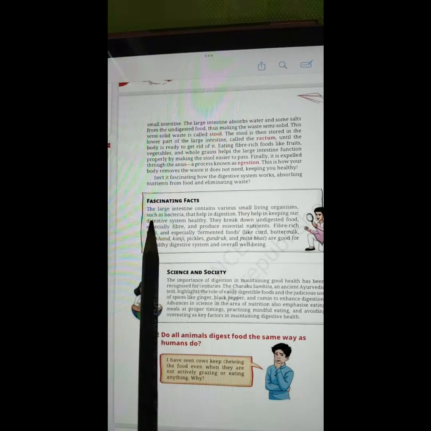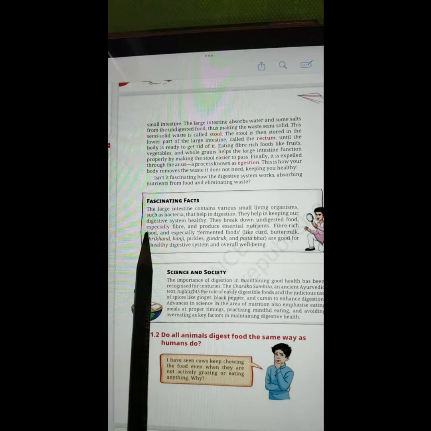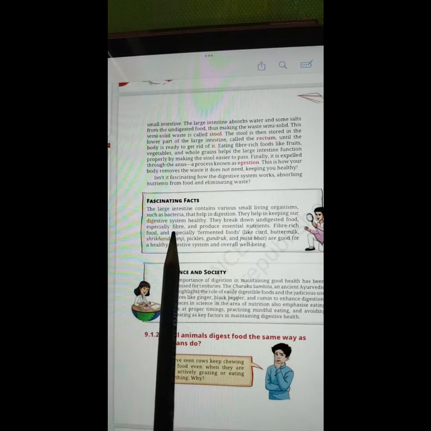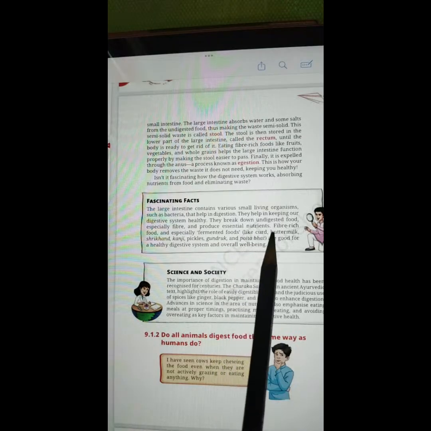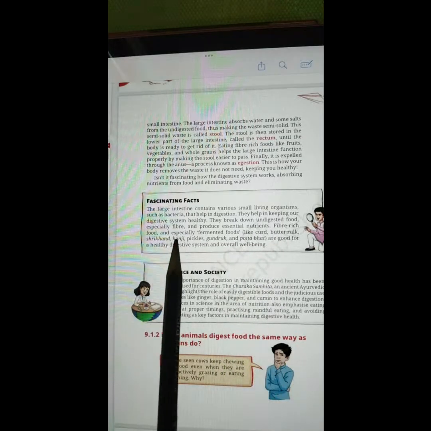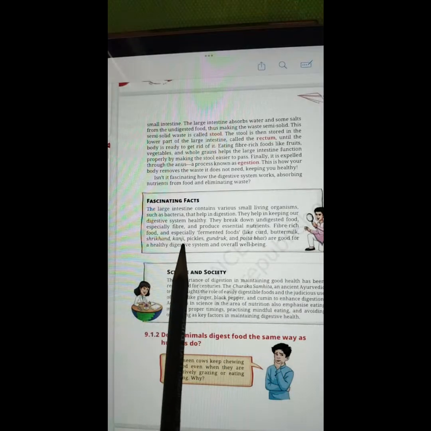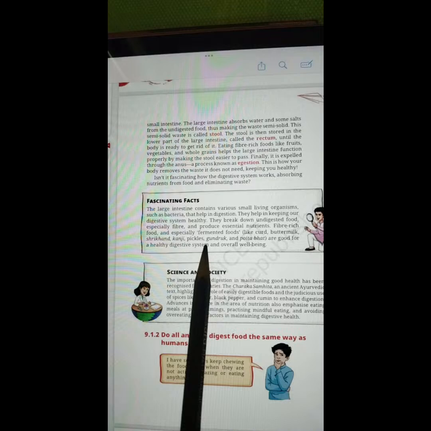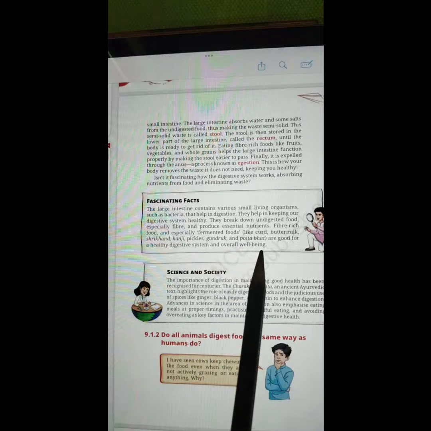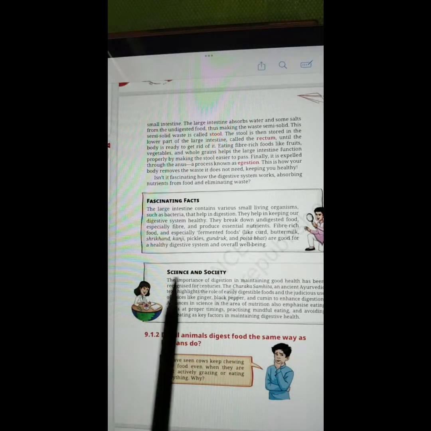So, fascinating facts. The large intestine contains various small living organisms such as bacteria that help in digestion. They help in keeping our digestive system healthy. They break down undigested food, especially fiber, and produce essential nutrients. Fiber like food and especially fermented foods like curd, buttermilk, shrikhand, kanji, pickles, gundruk, and poeta bhat are good for a healthy digestive system and overall well being.